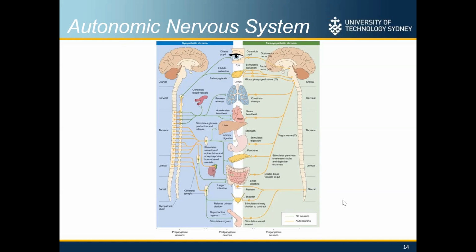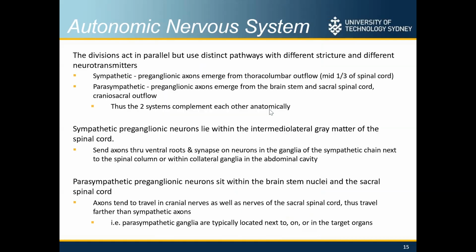It is important to note that the arrangement of these two systems indicate how complementary they are from one another. So in terms of the traffic of information that goes into the periphery, they tend to use different routes. All right, so the sympathetic preganglionic neurons lie within the intermediolateral gray matter of the spinal cord. From here, axons go through the ventral roots and synapse on neurons in the ganglia of the sympathetic chain next to the spinal column or within the collateral ganglia of the abdominal cavity.